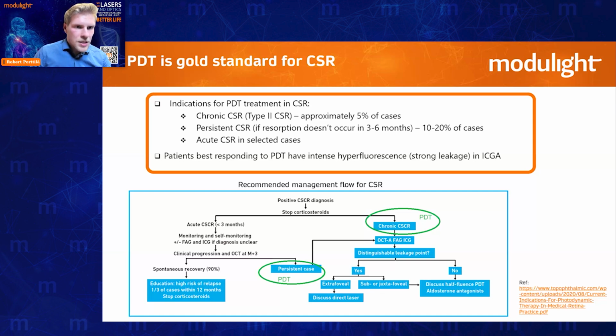And so how do you find the patients who respond best to PDT? They have intense hyperfluorescence, meaning a strong leakage in ICGA.